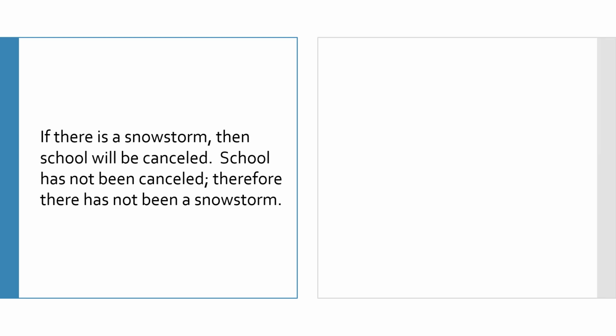School has not been canceled, and therefore there has not been a snowstorm. Now notice the basic structure of this argument. It says, if S is true, then C is true. The second premise says it is not the case that C is true, so it denies the truth of the consequent in order to, in the conclusion, deny the antecedent. So I'm reasoning backwards in this case.